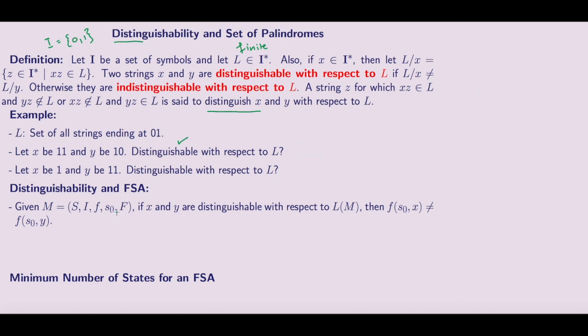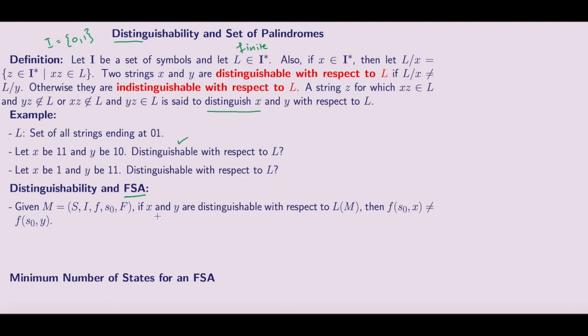Now what is the relationship of distinguishability and the finite state automaton? So note that if we have a finite state automaton M, which is always represented by S, which is the set of states, I, which is the set of input symbols, f, which is the mapping, S0, which is the starting state, and capital F, which is the set of final states.